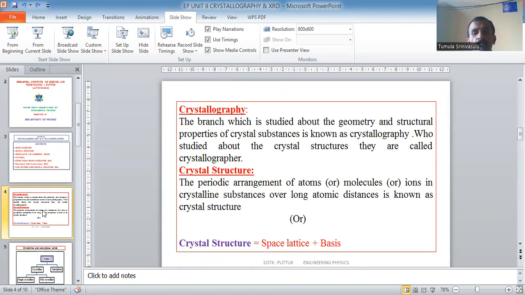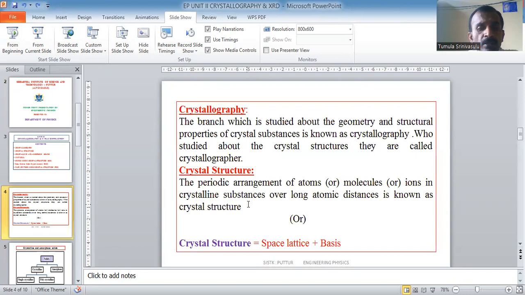The branch which studies the geometry and structural properties of crystalline material is known as crystallography. Those who study the crystal structure are known as crystallographers. So the branch which studies the structural properties of crystalline substances is known as crystallography, and those who study crystallography are called crystallographers.